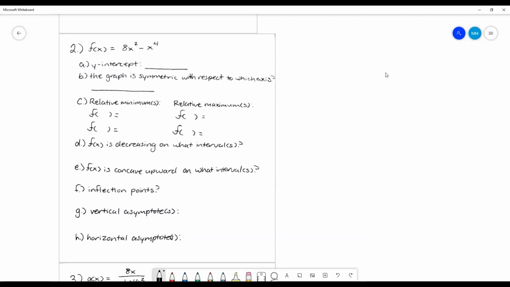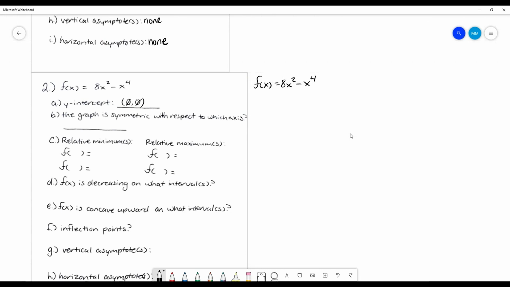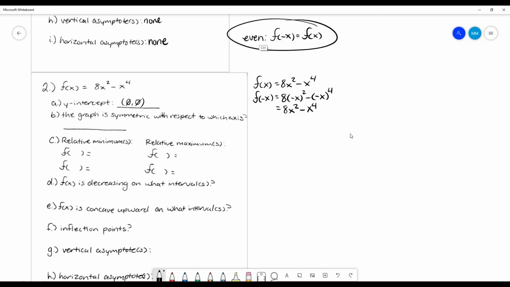Same deal, different function. So f of x equals this. We first want to find our y-intercept. Obviously, if I plug in x equals 0 here, it's just going to be 0. So our y-intercept is at 0, 0. Now we want to figure out which axis it is symmetric with respect to. So again, I want to see if it is even. Let's go ahead and plug that in. If I have negative x in there, I'm going to have 8 negative x squared minus negative x to the 4th, and obviously when I square it, that's just going to be positive, so it's going to end up the same as this, and the same thing there. So this is equal to our original function, so it is even, which means it's symmetric with respect to the y-axis.